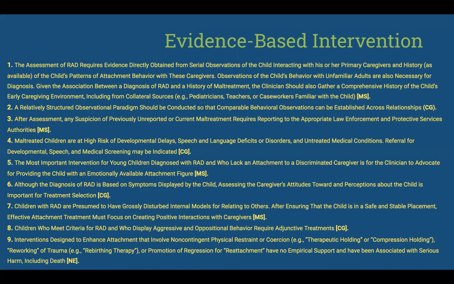So step 9, it states that therapeutic holding or compression holding, reworking of trauma, and reattachment have no empirical support and have been associated with serious harm, including death. I found this particular step interesting because a lot of the articles I came across while researching mentioned that holding therapy is somewhat effective with little evidence, or the complete opposite on how harmful it can be to the child, and in the step it states how inefficient it can be. And that concludes evidence-based interventions for reactive attachment disorder.